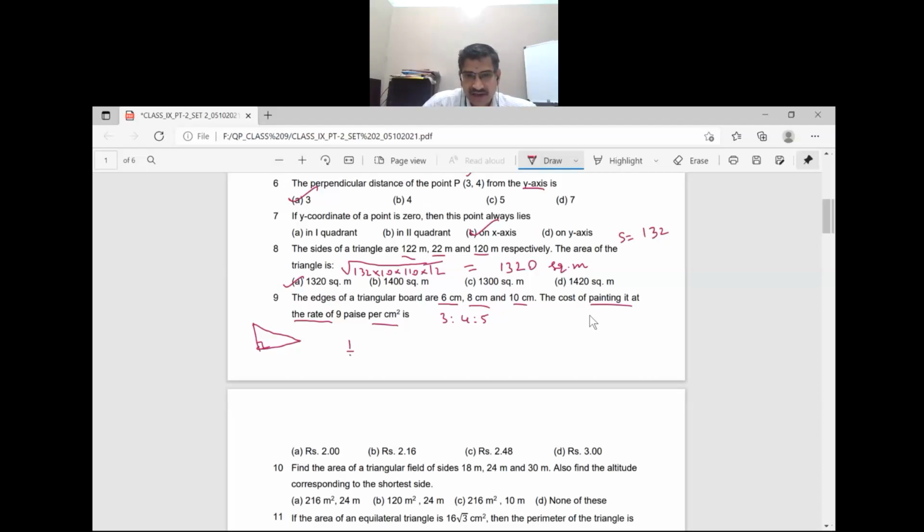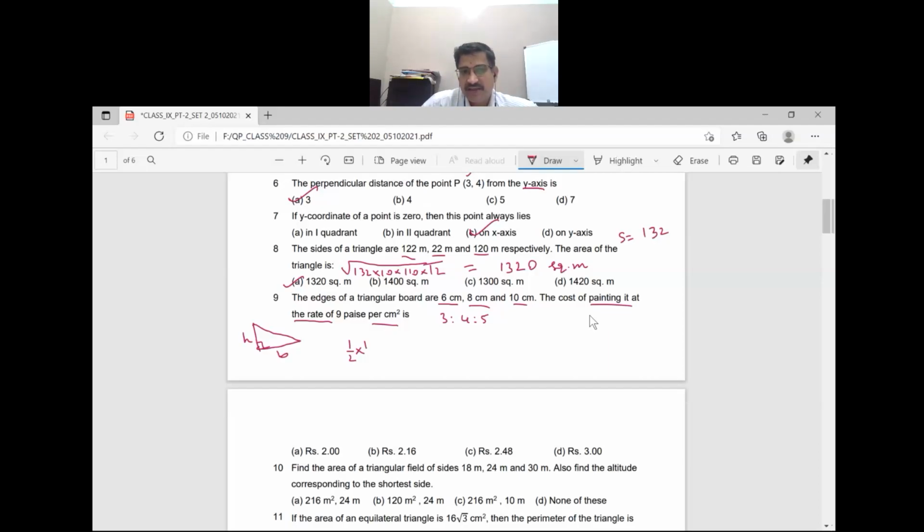Area of a right angle triangle is half of the product of the perpendicular legs. What are the perpendicular legs? One is the base, another is the height.